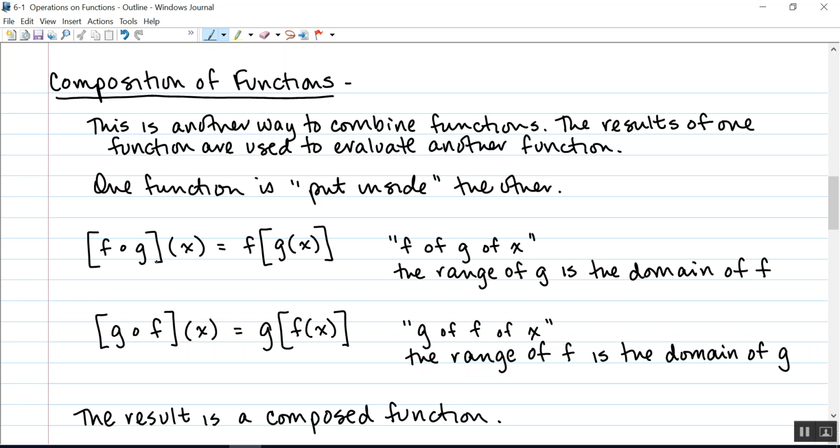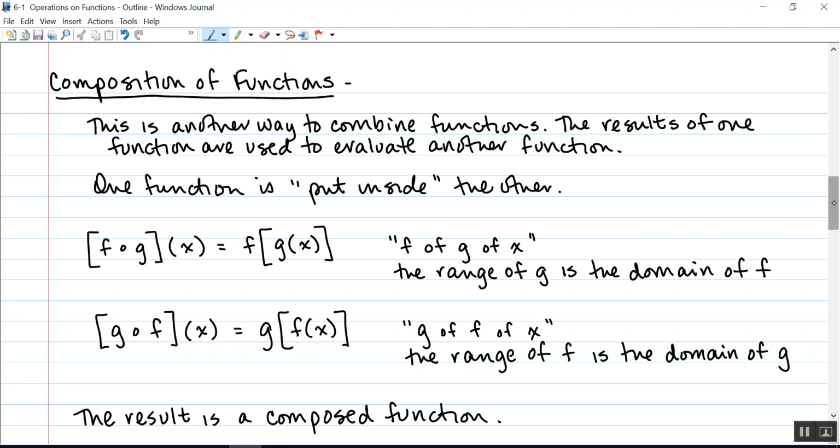We say (f ∘ g)(x) can also be written like this, f(g(x)). As you can see, g(x) is put into f(x). What that really means is that the range of g, whatever the outputs are, whatever the y's are, is inserted as the domain, or the x's, in the function f. Here's the other way we can write it. We can do (g ∘ f)(x), which can also be written g(f(x)). In this case, the range or the outputs of f are used as the inputs or the domain of g. We call the result a composed function.